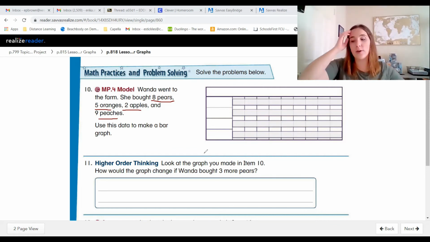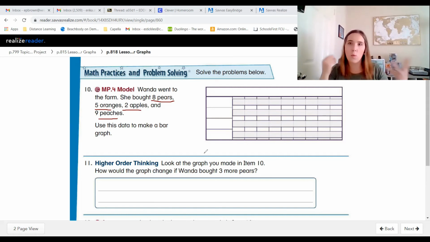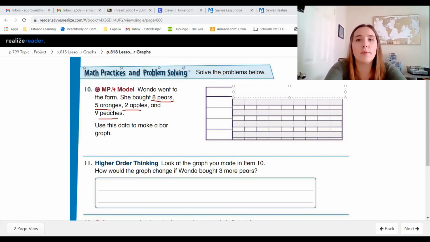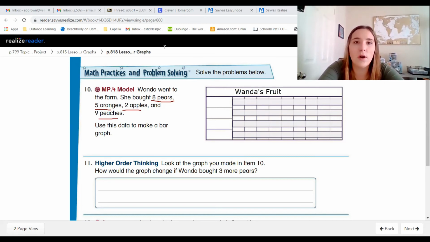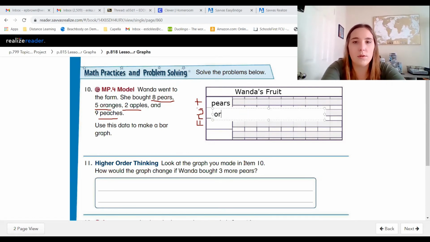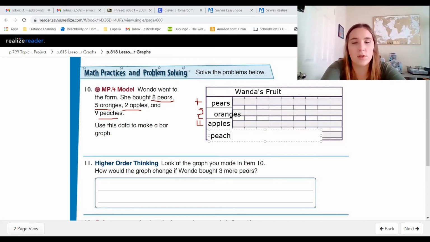You ready? Okay, so here's what we're going to say. At the top, I'm going to call this Wanda's fruit because that is what we are measuring. We're measuring what fruits Wanda bought. So I'm going to say Wanda's fruit. And over on the side, I am going to say this is fruit, because that's the different objects that I'm going to put in here. And then I can say that she had pears. She had oranges. She had apples, and she had peaches.